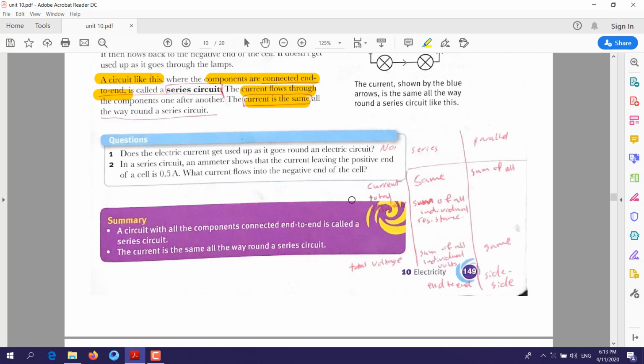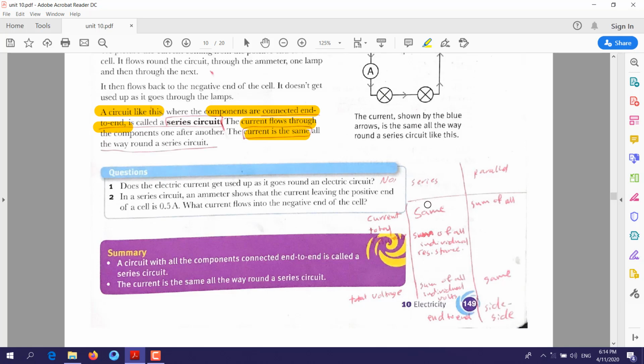I made this table for you. Here we have the two types of electric circuit, series and parallel. How is the electric current in series and also in parallel? The current is the same. What do you mean by it's the same? It's the same all around the electric circuit.